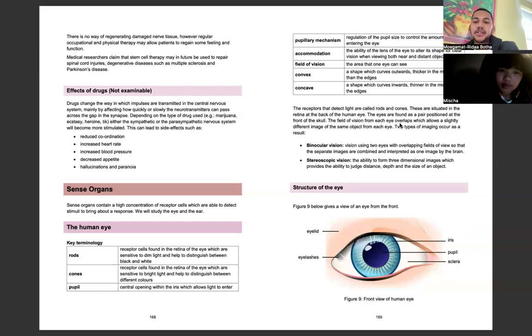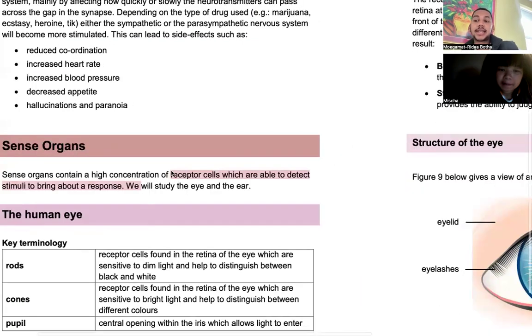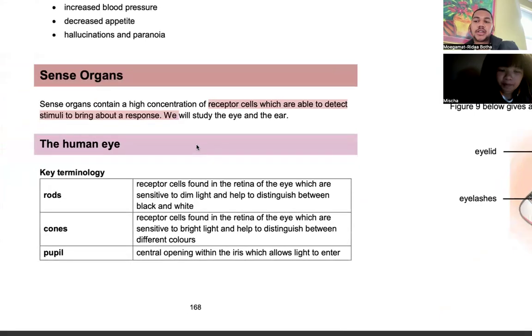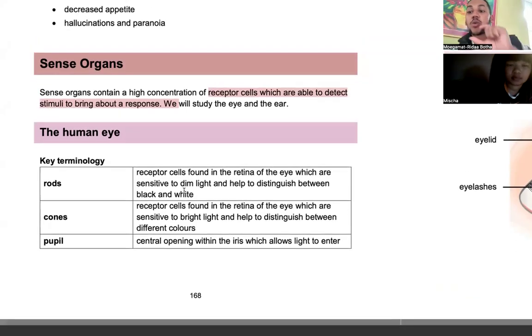Okay, so first of all, with regards to the eye, I'm just going to start with some key terminologies that you need to understand, which they can ask you in the exams. Basically, rods. The rods are receptor cells. R for rods, R for receptor cells, and they are found inside the retina of the eye, which are sensitive to dim light and help to distinguish between black and white.